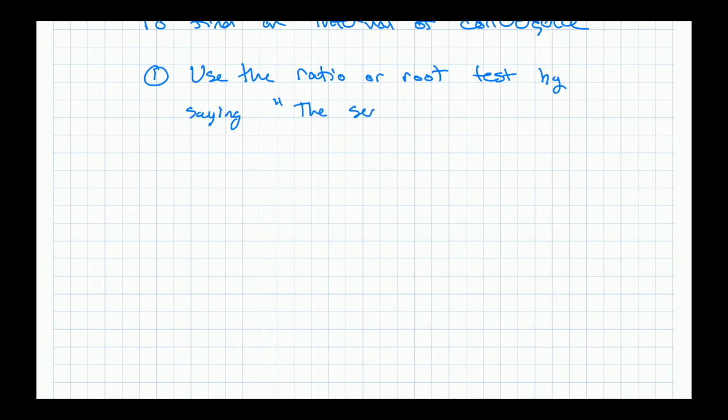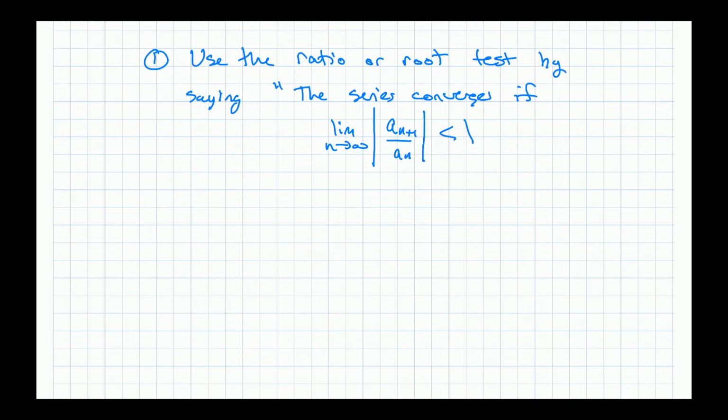You're going to say the series converges if, and you know that for the ratio test, that limit should be less than 1, or if you're doing the root test, it would be the limit as n goes to infinity of the square root, absolute value, of a_n less than 1.